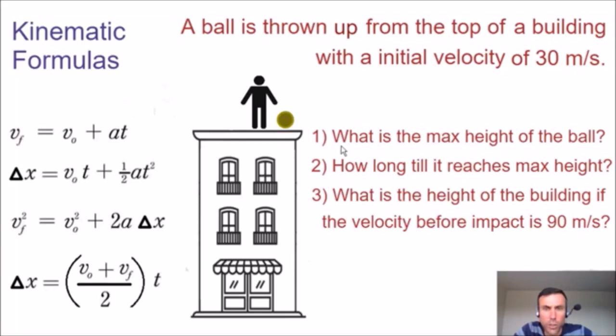In my last video, we answered question number 1: what is the max height of a ball thrown up from a building? And in this video, we're going to answer question number 2: how long is it going to take till the ball reaches its maximum height? The only information that we are given is that the ball is thrown up from the top of a building with an initial velocity of 30 meters per second.